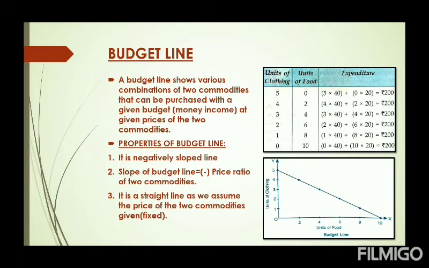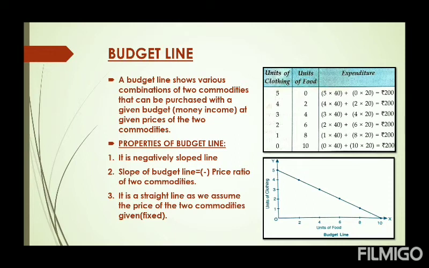Here an example of a budget line is given. You can see a table. That table shows the units of clothes and units of food which the consumer can purchase with the given budget.